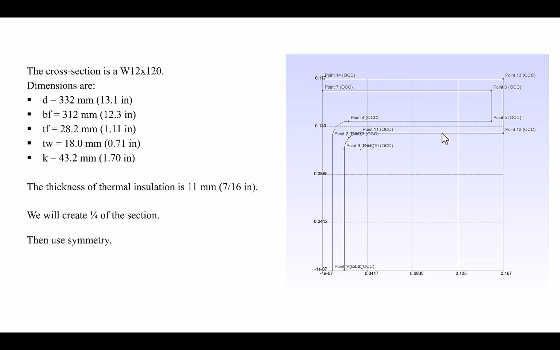The beam is a W12 by 120, and to build the geometry and the input file for this problem, we are going to use the preprocessor GmSAFIR. We will start by describing the geometry for the upper right corner, then we will use Symmetry to create the whole cross-section. I am now going to switch to GmSAFIR in order to build the model.